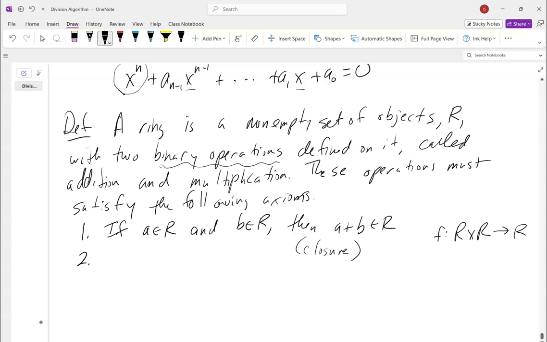All right, so closure makes sense, right? And if I want to have a well-defined operation, I need to make sure that the answer is back where I started. We've talked about that before.